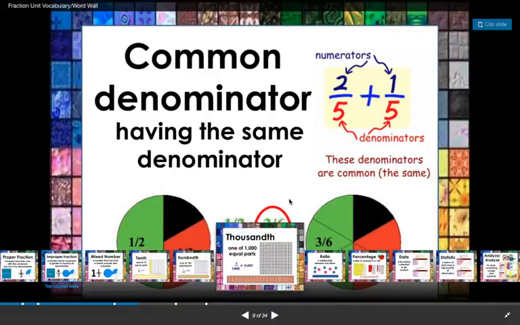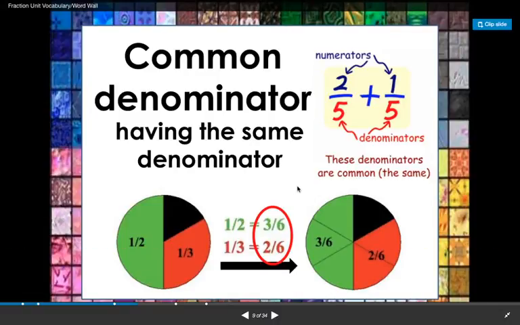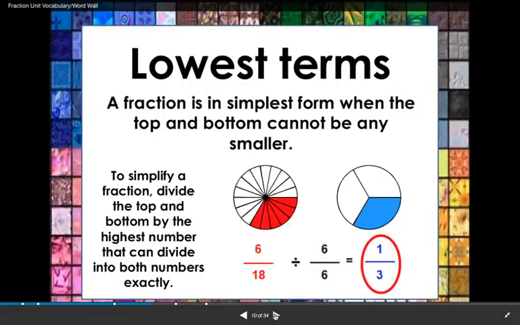So when we are working with fractions, adding and subtracting them, we need to make sure they have a common denominator. And a common denominator means that they are the same. Another thing we're going to be working on is putting fractions in lowest terms. That's when we would simplify it.